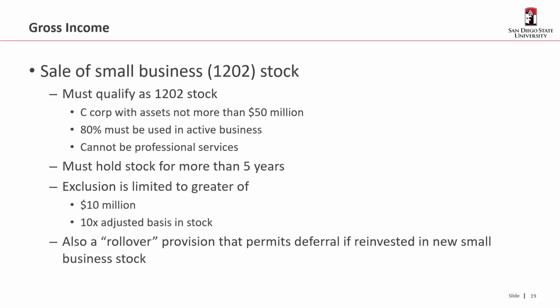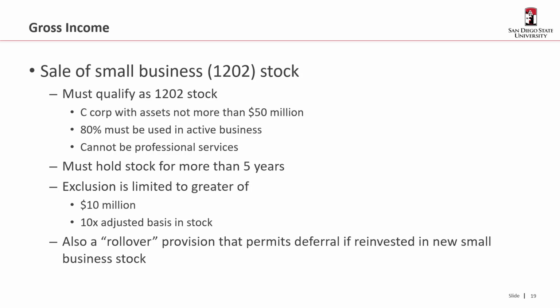Okay. So another thing, I'm not sure why it's stuck in this chapter, but I guess it is the exclusion on the sale of small business stock. If you sell something called Section 1202 stock, you actually can exclude 100% of the gain. So it must qualify as 1202 stock, which means it was a C Corp with assets of not more than $50 million. 80% of the activities must be used in some form of active business. So it can't be an investment corporation. It has to be doing some form of active business.